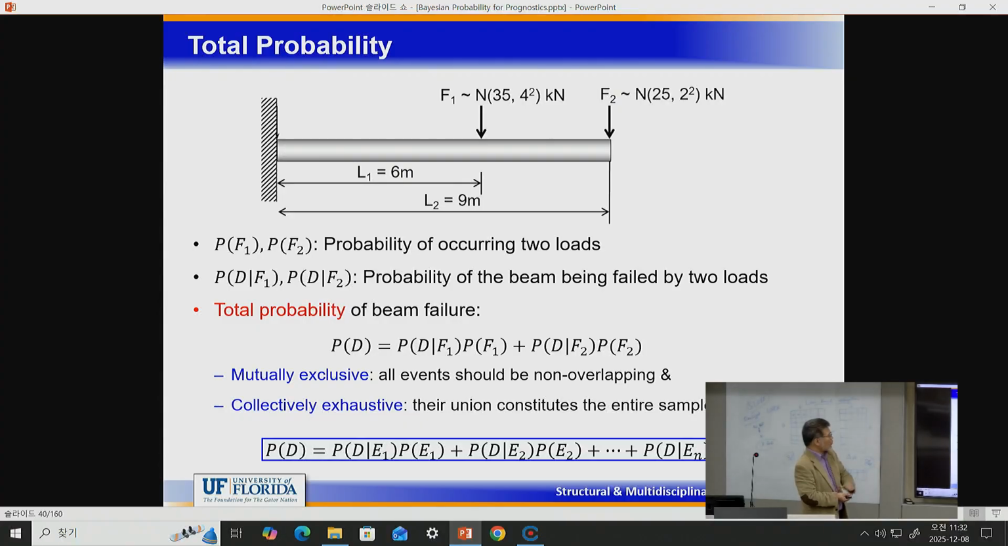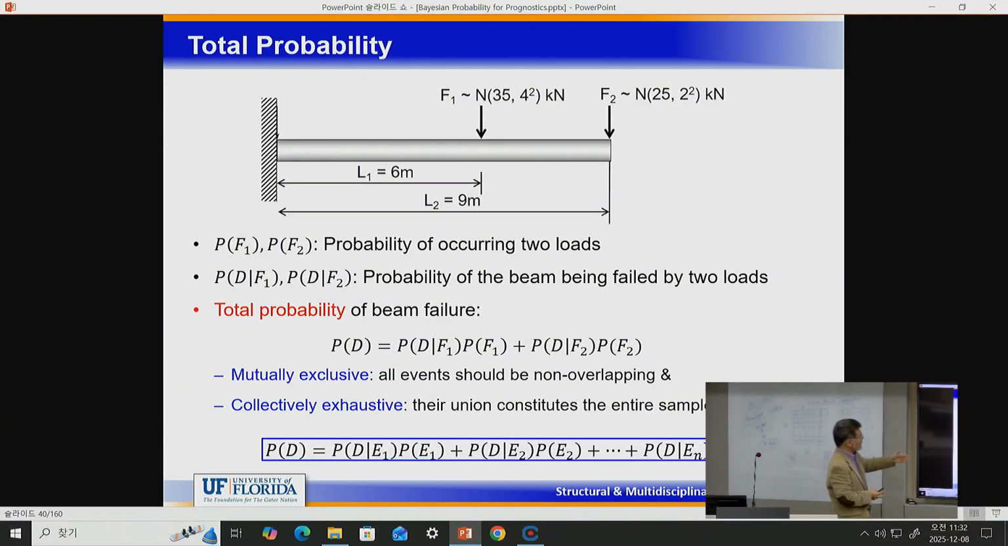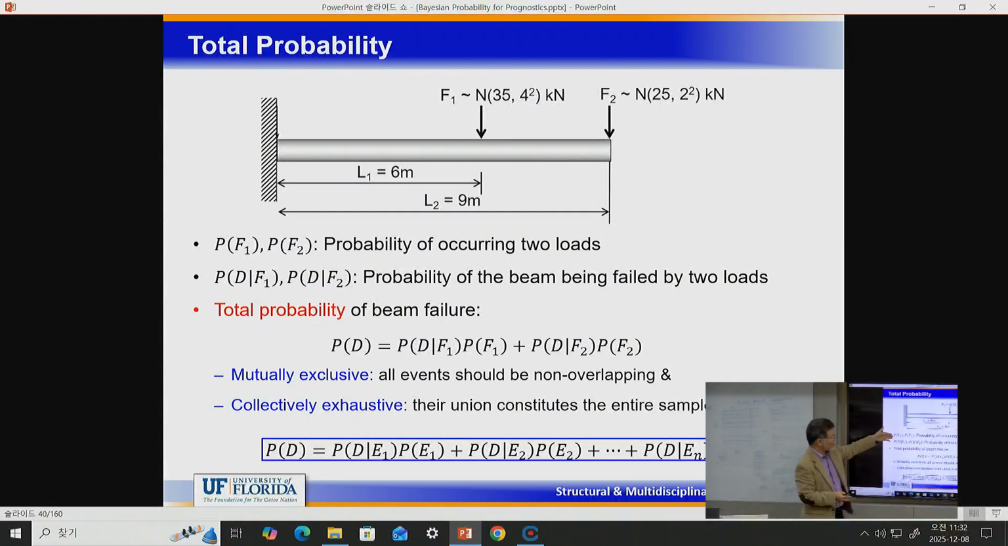So the probability of F1, F2, the probability of these two loads occurring. Then what is the failure? If the beam fails, where do you think it will fail? Say, on the wall.